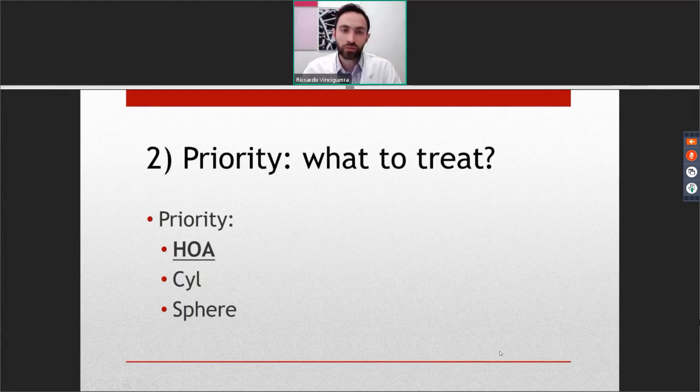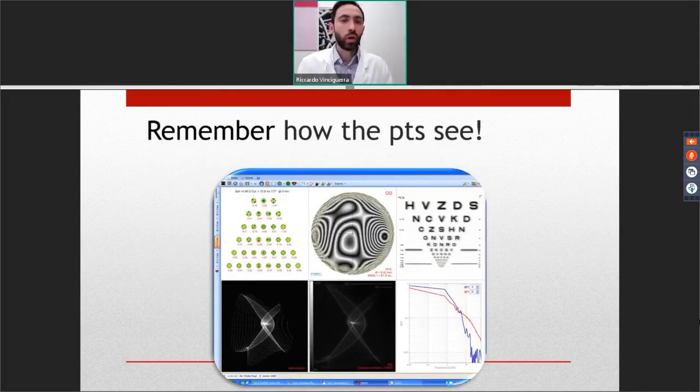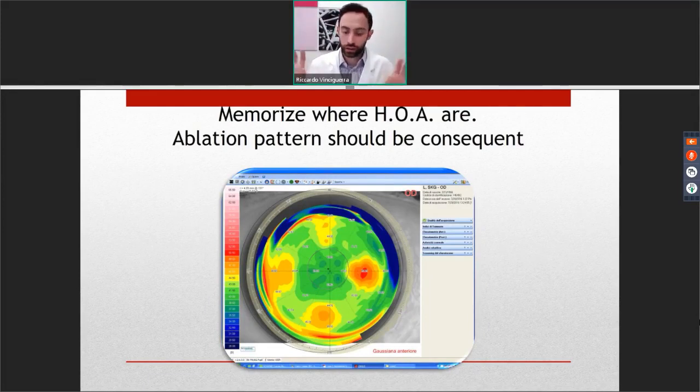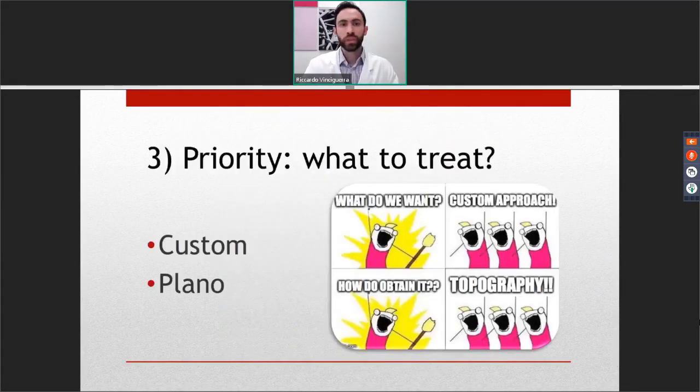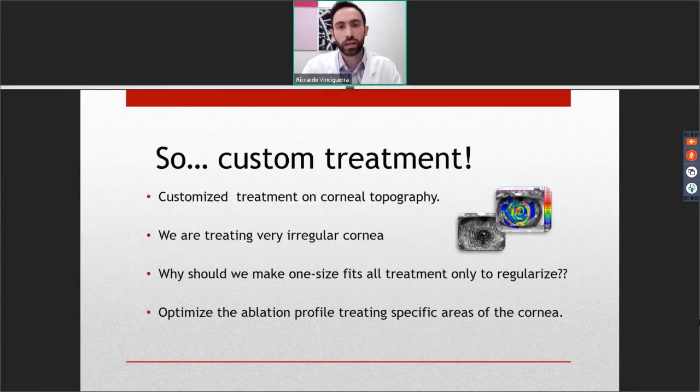So once we have decided that our priority is irregularity and not opacity, then you need to treat high-order aberrations, because the high-order aberrations are what is causing the reduction of visual acuity. So as Bruce Allan said, we should focus on that, forgetting about refraction, which we can fix later. And memorize where the high-order aberrations are in the cornea, because the laser should fire in that area. So if we want a custom approach, we need to obtain it with topography, because in an irregular cornea you want to do it with topography. You want to do a customized treatment in an irregular cornea instead of a one-size-fits-all, and optimize the ablation, treating specific areas of the cornea.